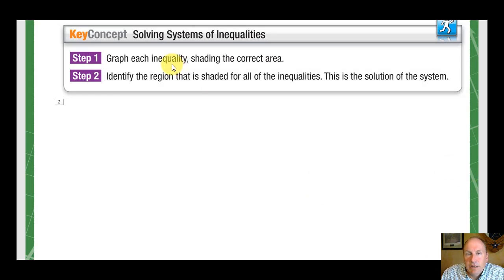In solving linear inequalities, we're going to use the process of graphing each inequality one at a time and shading the appropriate region. Look at the previous screencast on solving linear inequalities if you need help with that.